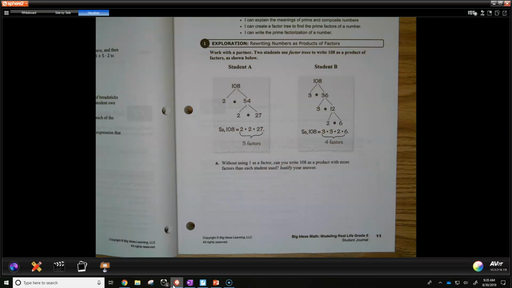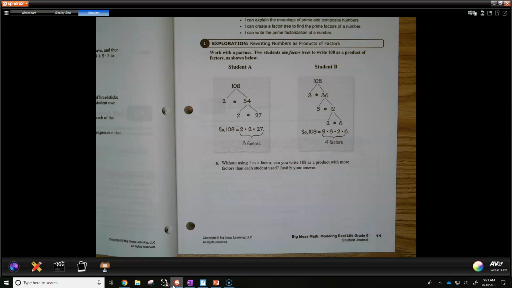What I want you to do is part A. Without using 1, you may not use the number 1, because then you can be like, oh, I did it 57 ways. I did 2 times 2 times 27, times 1 times 1 times 1 times 1 times 1 times 1 times 1. No, can't use 1. Can you make 108 as a product with more than 4 factors?